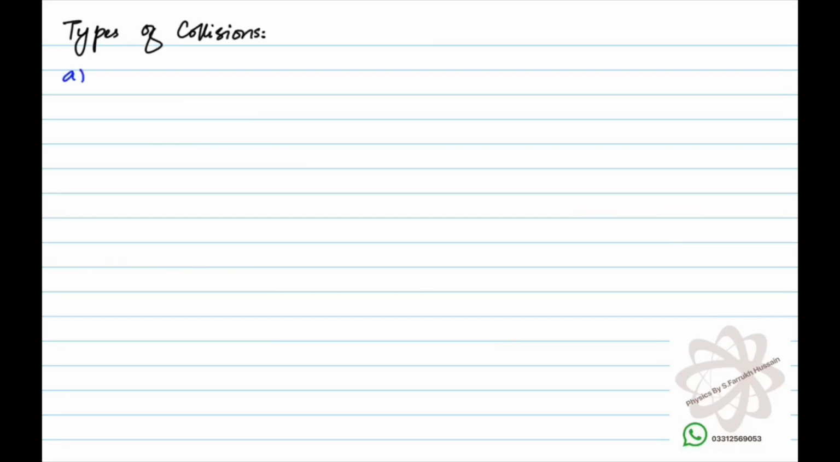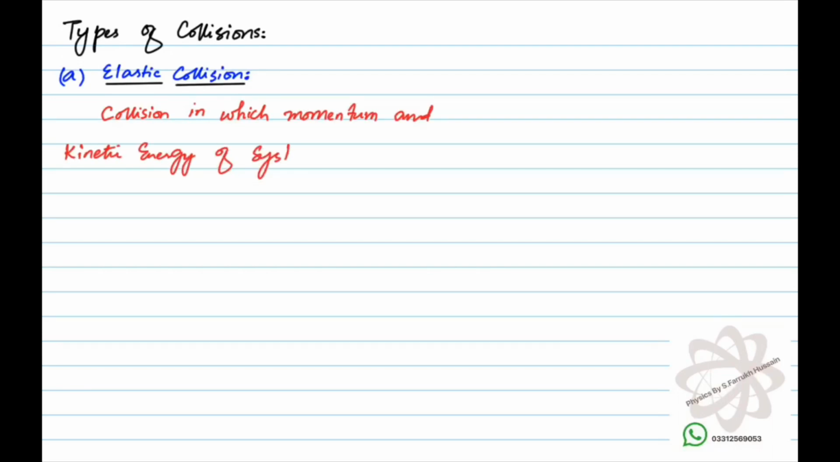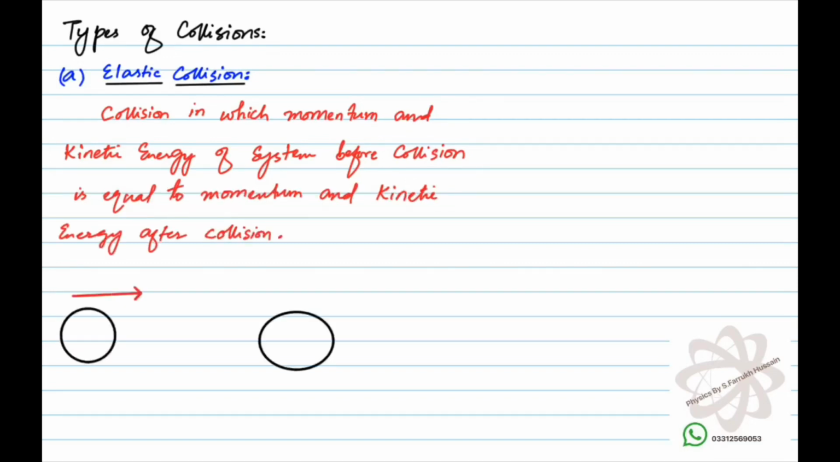Now, types of collisions. There are two types of collisions. One is elastic and the other one is inelastic. Elastic collision is one in which the momentum is conserved, the kinetic energy is conserved, and the relative speed of approach is equal to the relative speed of separation. Let's talk about kinetic energy first. If there are two objects and they collide, whatever the total energy the system had before collision, it will be equal to the total energy of the system after collision.